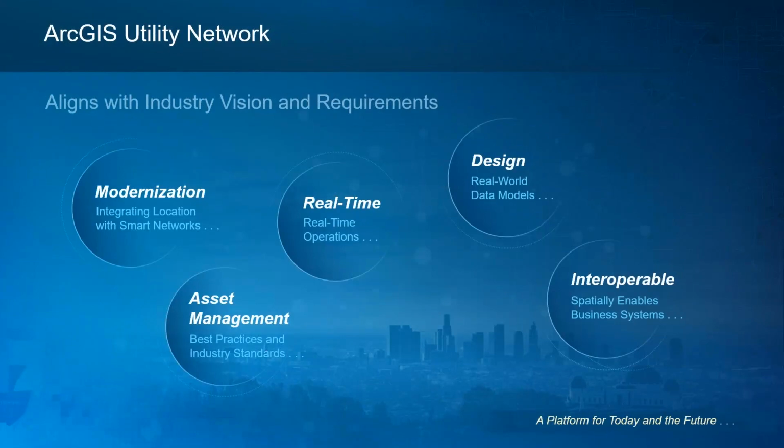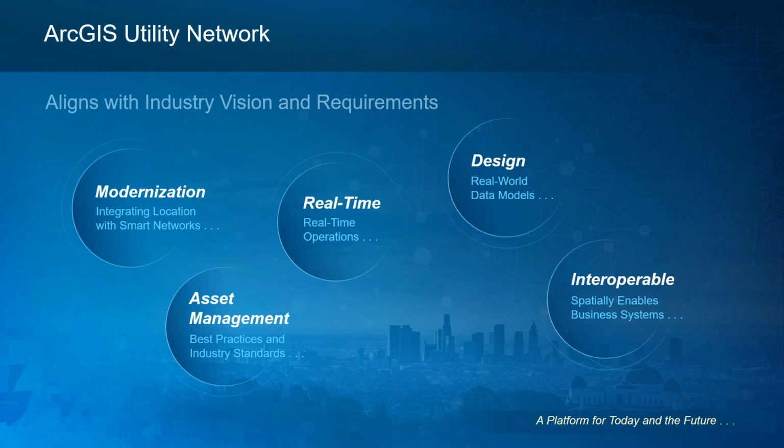The utility network was built to align with industry visions and requirements. There is a wealth of utilities right now that are going through this modernization, upgrading their infrastructure, trying to integrate location in with their smart networks so that they can have a real-time view of what's going on operationally within the utility. And this is all done using real-world design, using data models that were built to specifically utilize this information and be able to model down to the detail necessary to achieve that.